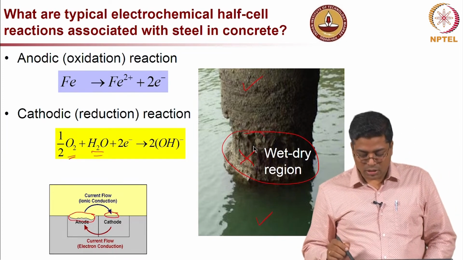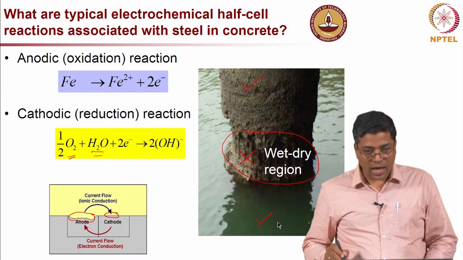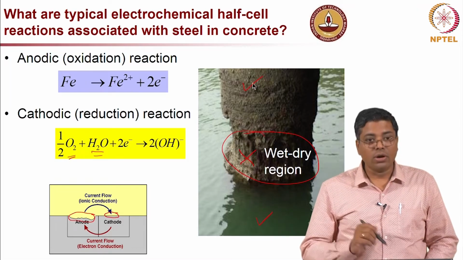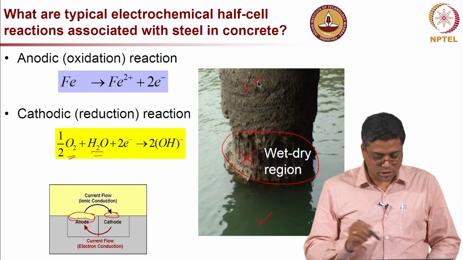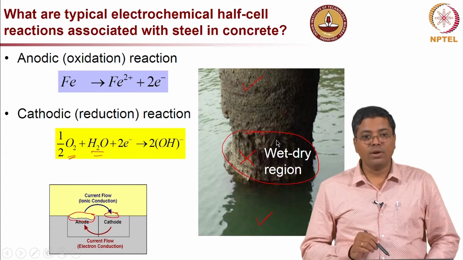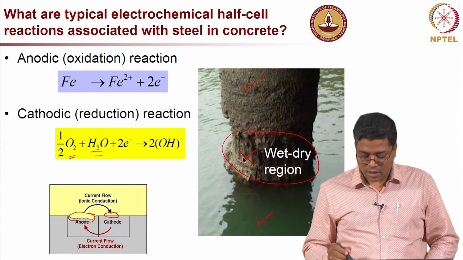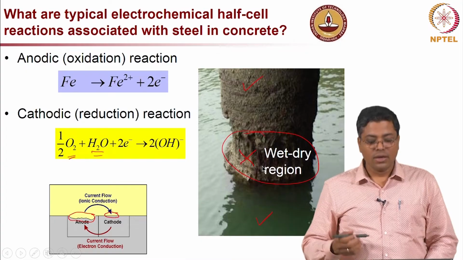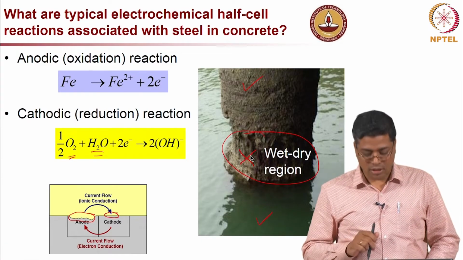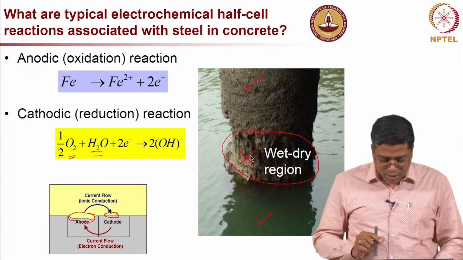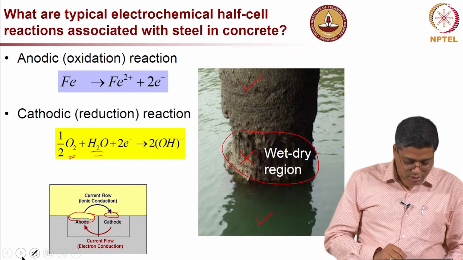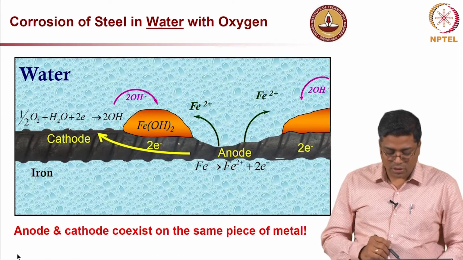This is mainly because when you go deep, you do not have enough oxygen. When you go above the water body, you do not have enough moisture, but here you have both oxygen and moisture available in sufficient quantity, and also this wetting and drying accelerates the movement of chloride inside the concrete pier. So, in combination we have more corrosion at the place where it comes out of the concrete.